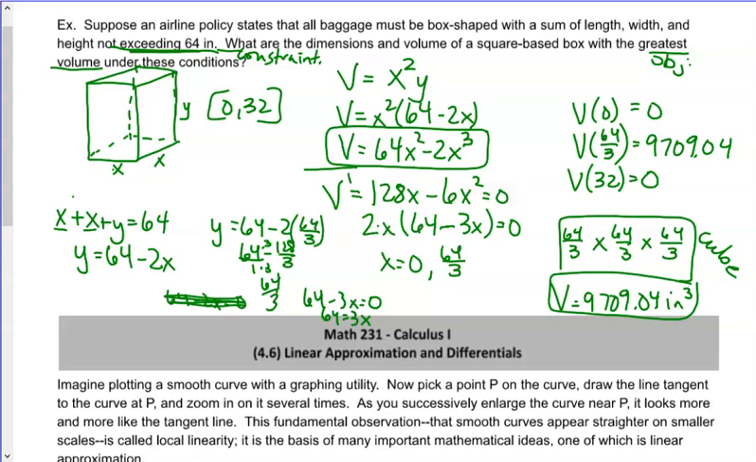Next, we're going to move into section 4-6, and it's going to be dealing with a kind of linear approximation and evolving into what we refer to as differentials, which will be very helpful not only at the end of chapter 4, but into chapter 5 as well.